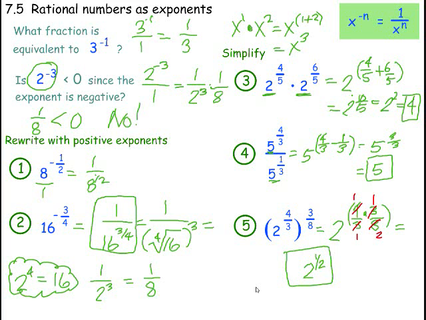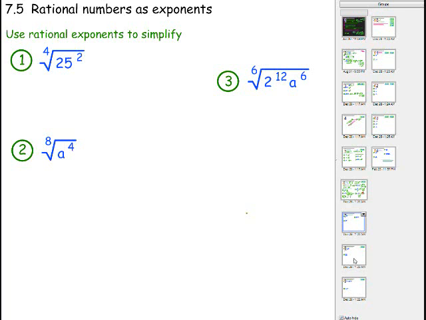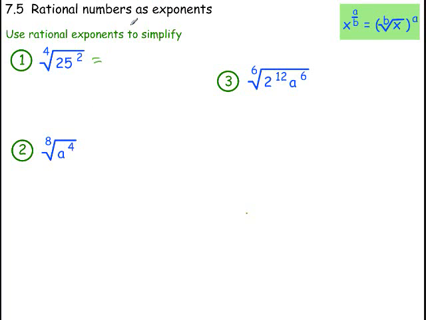Welcome back to part 2. Let's see what we have left in front of us. We're down this far. We're going to do some more work starting right here. We are going to be focusing on rational exponents. We're going to use them to simplify these radical expressions.